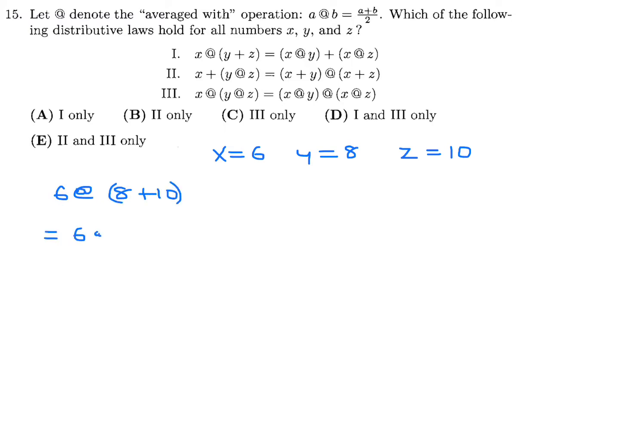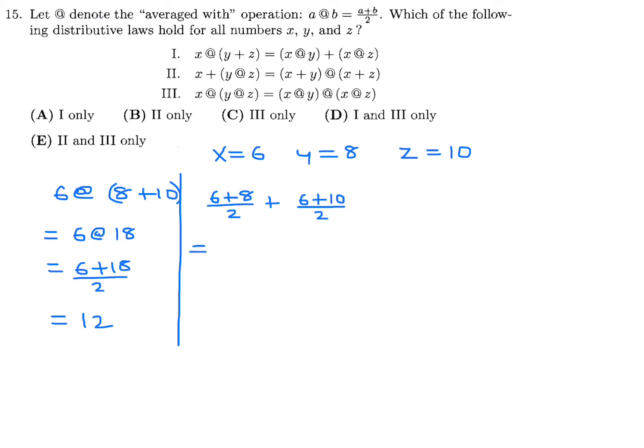That's going to be 6 at 18, which is the average, so 6 plus 18 divided by 2, and that's 24 divided by 2, which is 12. Now let's look at the right side of 1, and that is going to be x at y, which is 6 plus 8 divided by 2, plus x at z, which is 6 plus 10 divided by 2, which is 14 divided by 2, which is 7, 16 divided by 2, which is 8, and that's 15. So 12 obviously doesn't equal 15, so this is gone. So that means A and D are out in terms of the answer choices.